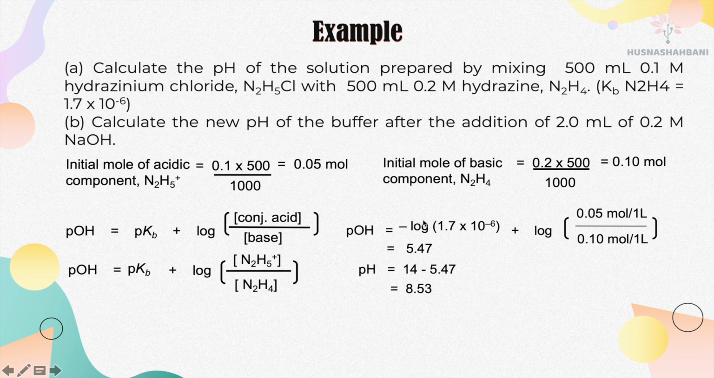And then you need to calculate pOH. pOH equals negative log Kb, where the Kb value is given as 1.7 times 10 to the power of negative 6. So you will get pOH. If we want the pH, 14 minus 5.47 equals 8.53.